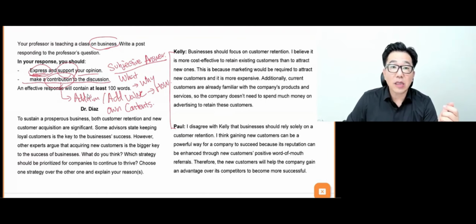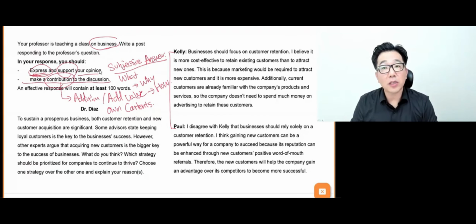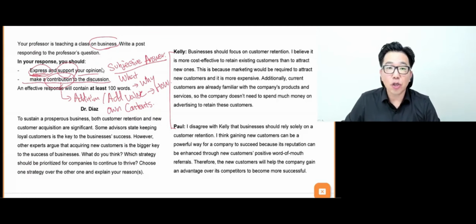An effective response will contain at least 100 words. So don't be overly tricked by this instruction. It says at least. So minimum word count. This test is suggesting, I mean, even the shortest possible answer you should write over 100 words to get a good score. But a maximum word count doesn't exist. So technically, you could easily write 150 to even 200 words. Using my structure, you will get the perfect score. You will be able to get the perfect score, I should say.